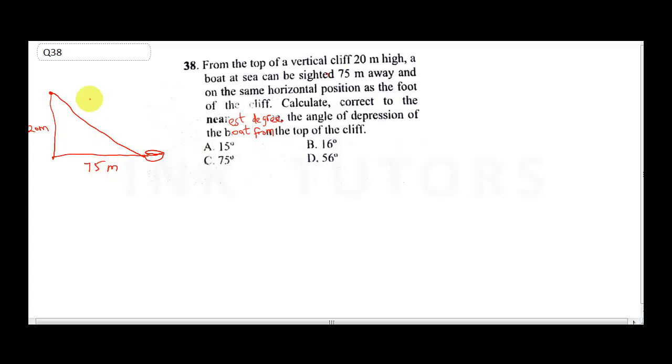Calculate correct to the nearest degree the angle of depression the boat makes from the top of the cliff. So this is the angle of depression, theta. This is the person here sighting, so he makes an angle of depression, theta. We want to calculate this angle. To find it, this is our opposite. Our opposite is 75 and our adjacent is 20 meters. So if you understand your SOH CAH TOA, when you have opposite and adjacent, it has to do with tangent. So we'll say tan theta is equal to 75 over 20.